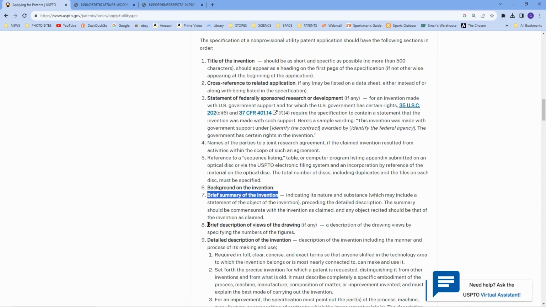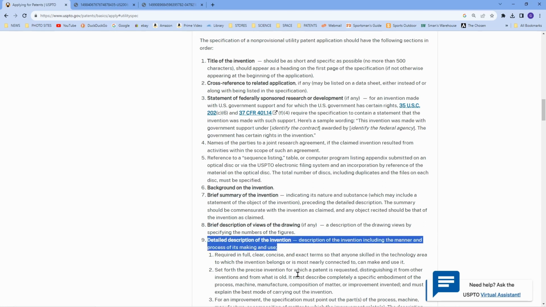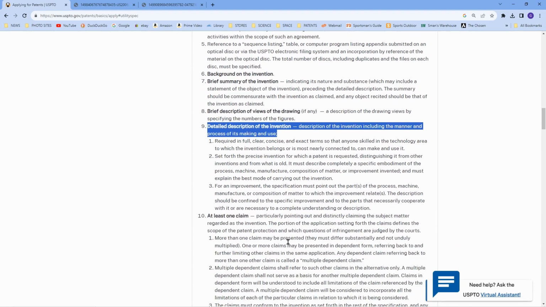Now, you also want a brief description of the drawings. And this is a very brief description, usually one sentence, that describes what each figure in your drawing sheets is. And then you get to the meat of the specifications, which is the description of the invention. And this needs to include all the subject matter in a clear and concise way that someone could actually build your invention given the information that you give them.